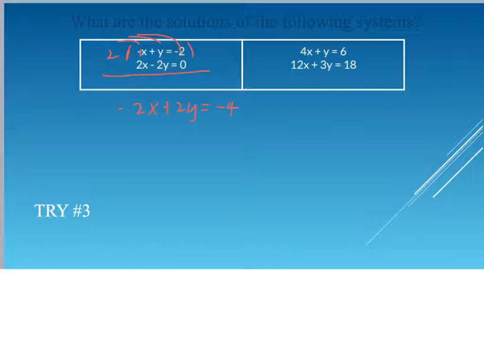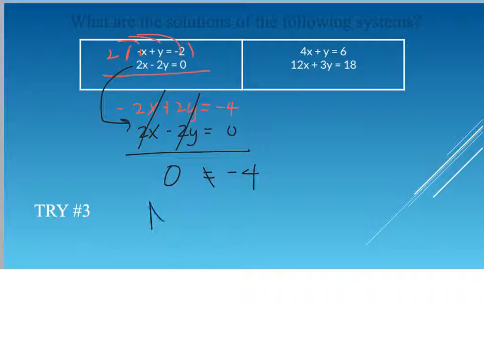Sorry, that's kind of hard to read. Let me switch back. And if I just rewrite this one back down here, I have 2x minus 2y equal to 0. Well, again, look what happens. The x's go away, the y's go away, so it leaves me with 0. And -4 plus 0 is -4. 0 never equals -4, so that is no solution. There's no solution for that one.